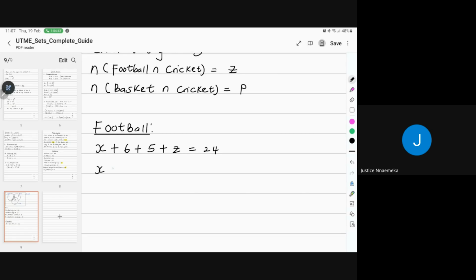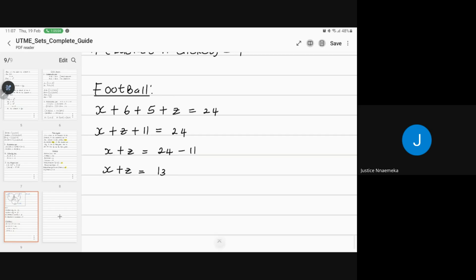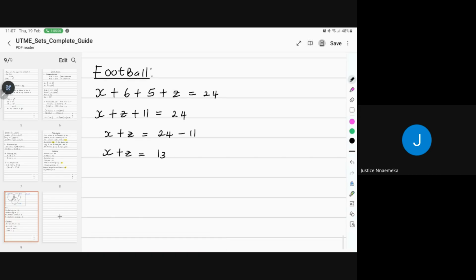This will give me x plus z plus 11 is equal to 24. So x plus z is equal to 24 minus 11. X plus z gives us 13, right? Is equal to 13. Now, this will be my equation number 1. And we're going to make reference to this equation later on. So this is our equation number 1.